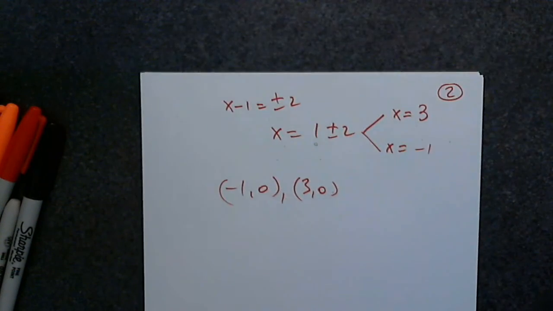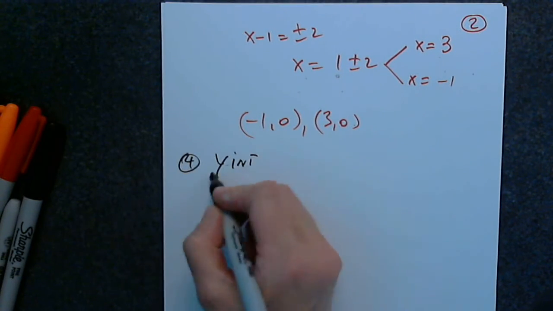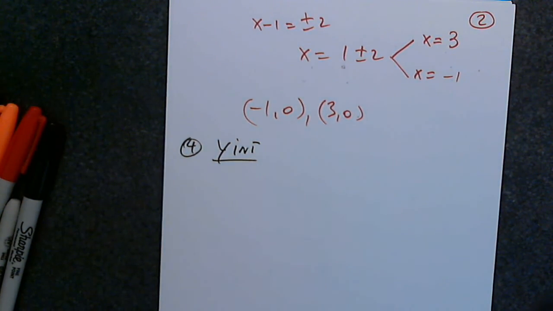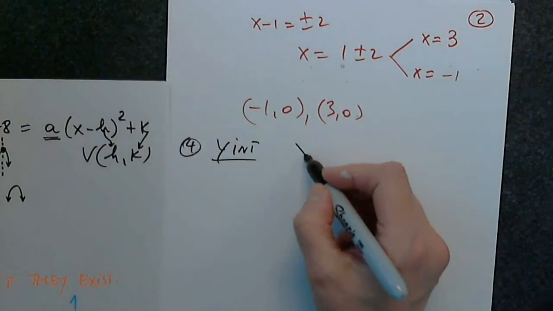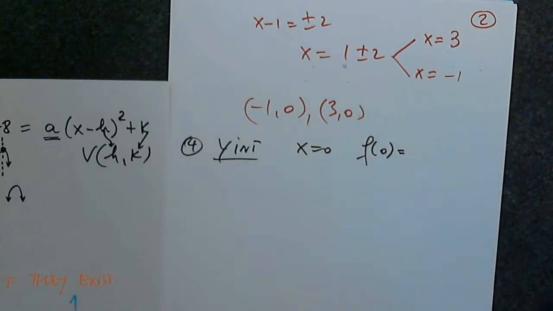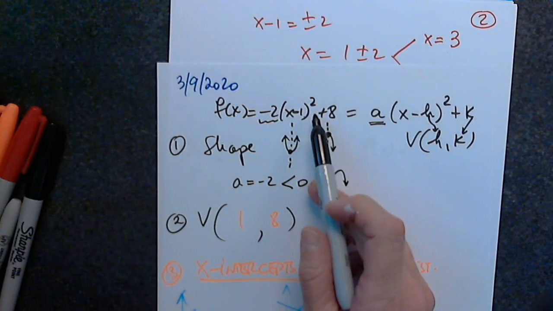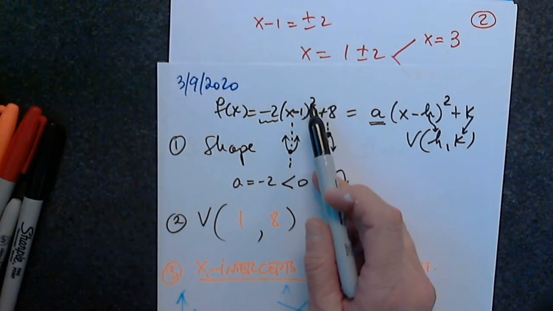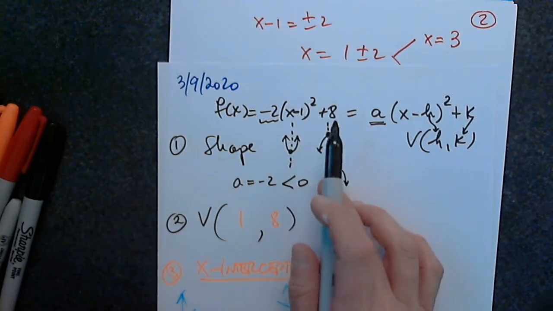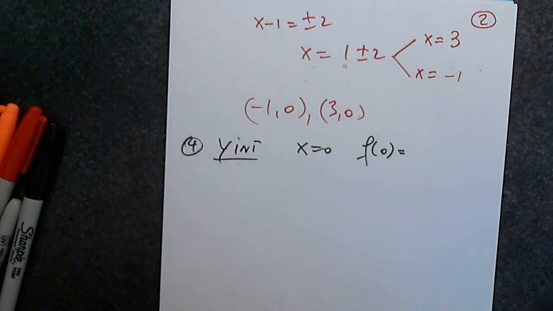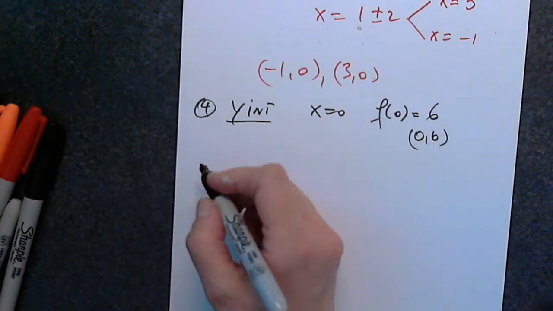Okay, so we determined the x-intercepts. Now our step number 4 is the y-intercept. The y-intercept is always determined how? When? Excellent. So we have to find f of 0. So let's do this together, please. How much is 0 minus 1? How much is negative 1 squared? 1. How much is 1 times negative 2? And negative 2 plus 8 is? That's it. So (0, 6) is the y-intercept.